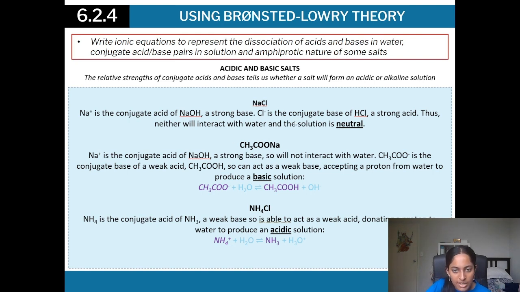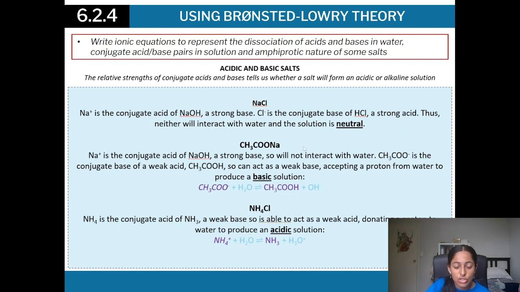I've already explained sodium acetate. So if we look at something like NH4Cl, in this case, that's ammonium chloride. You just have to work out the conjugates again. So NH4Cl will dissociate in the water as NH4 plus and Cl minus. NH4 plus is the conjugate of NH3, and NH3 is a weak base, so therefore NH4 plus is going to be a conjugate acid. Cl minus is the conjugate base of HCl, like I've previously mentioned.